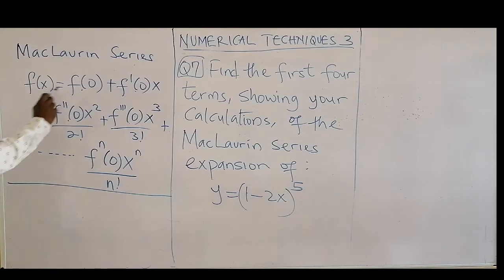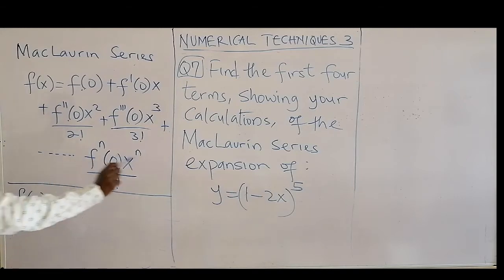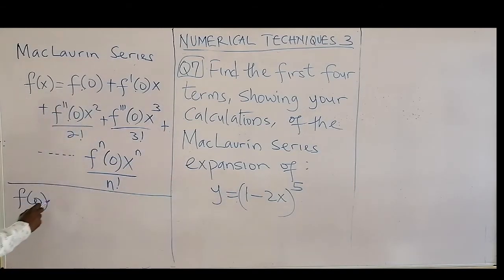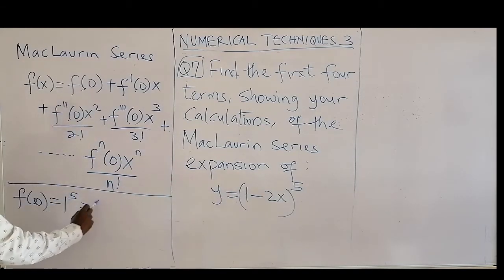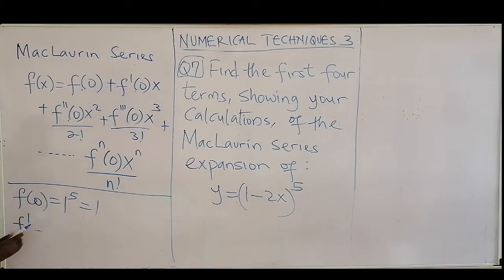Whereby that means the first thing we are going to do is to get f of 0. Go to your question and substitute 0 there. If you do that, you have 1 to the power 5, which is 1. Okay? Then for the second one, let's get the first differential of that function.